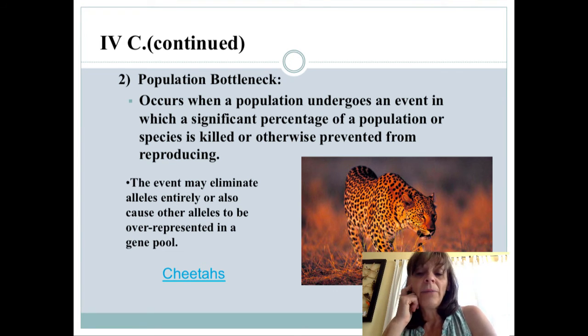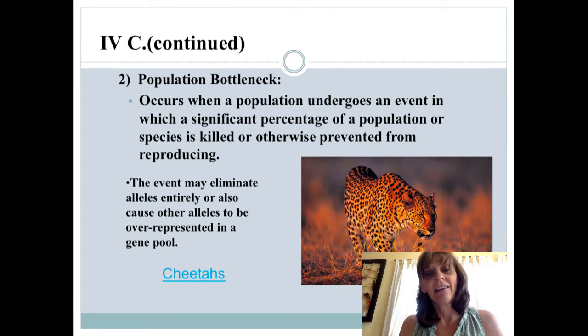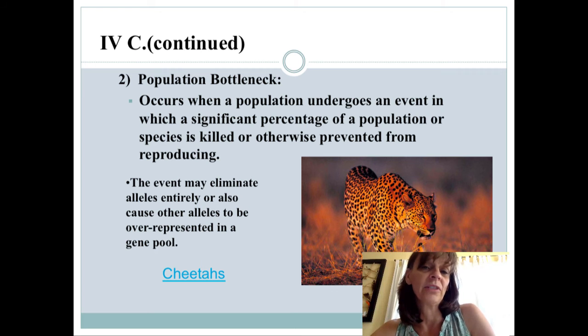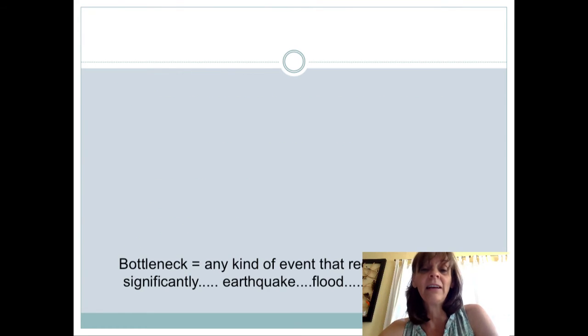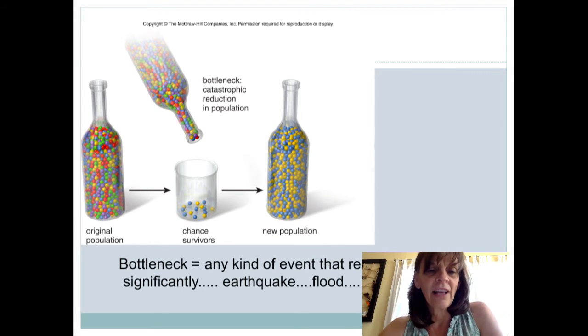A small population of cheetahs survived, but they had a mutation for a kinked tail, and so that's one of the characteristic features of cheetahs nowadays. Here's another way to look at a bottleneck. You can have lots and lots of variation, but if some major event allows only certain ones to survive, then that will become the dominant set of alleles in the new population.